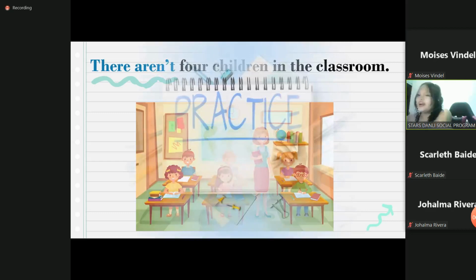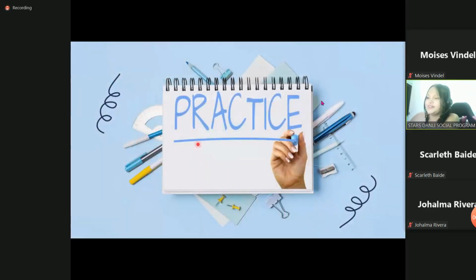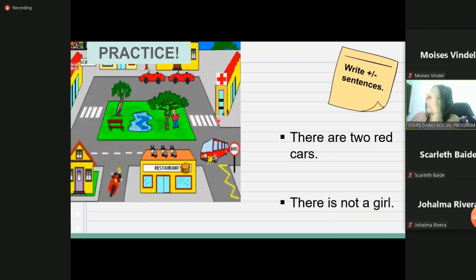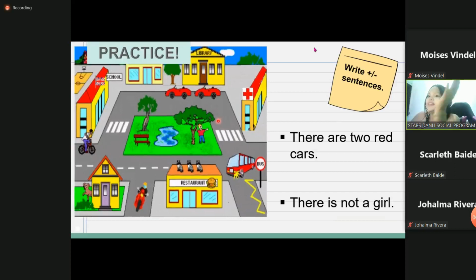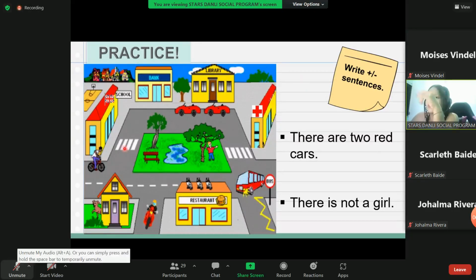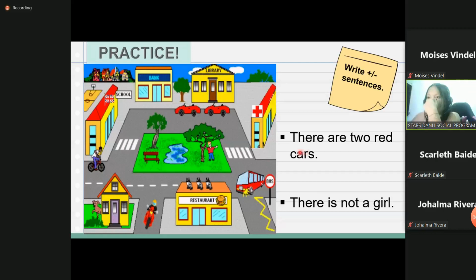Now we have some practice time. And yes, we're going to work on this activity. So as you can see here, we have like a town, like a city. Tenemos aquí la imagen como de una ciudad, no es un pequeño pueblo, y podemos observar las diferentes cosas que hay. Vamos a iniciar primero con positive form, ¿ok? Y todos vamos a participar, ¿ok?